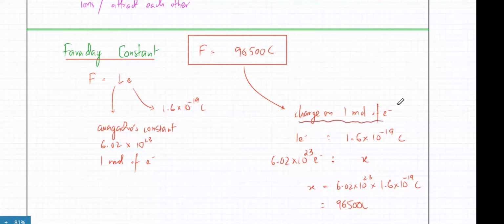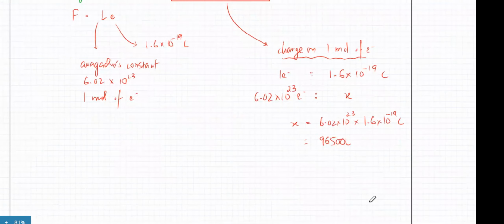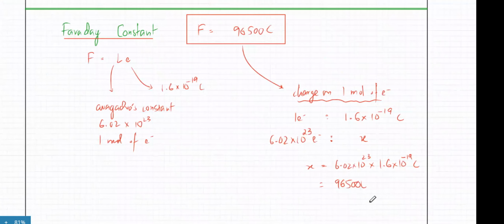Try and calculate it. You know that 1 electron has a charge of this, right? So if you have 1 mole of electrons, that means you have this many electrons. You multiply the two, you get this. Is that clear? The point is, where do you use this? Just remember, the Faraday constant is simply the charge on 1 mole of electrons.